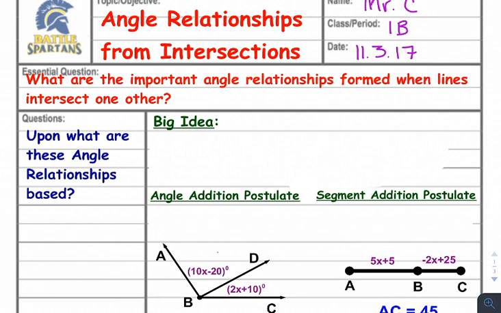All right, so the big question we're going to answer today is what are important angle relationships formed when lines intersect one another? The reason this is a question is because what you have right now is really super limited. If I ask you to prove something, all you can do at this point for sure is calculate lengths using distance formula, Pythagorean theorem, calculating slopes, maybe tell me if they're parallel or perpendicular, but there's not really much else you can do.